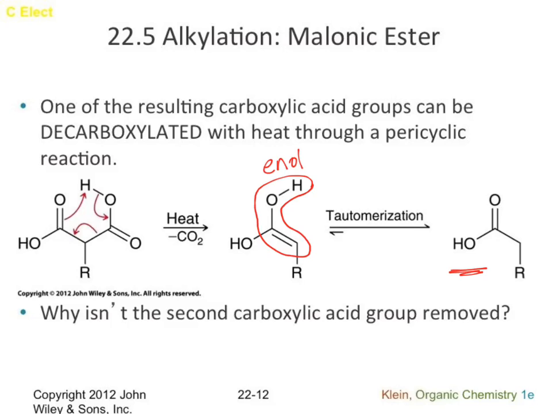How come we can't remove that second carboxylic acid group? Do we have a second enol to tautomerize? No. Without that enol formation as an intermediate, we cannot remove the carboxylic acid. Okay? So if we tried to, say, take the electrons across, whoops, we could kick that pi bond out, but ultimately what we want is to push the electrons this way. What would we have generated?